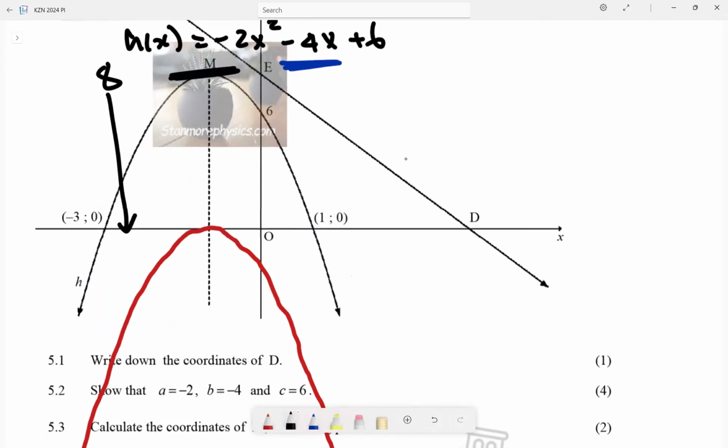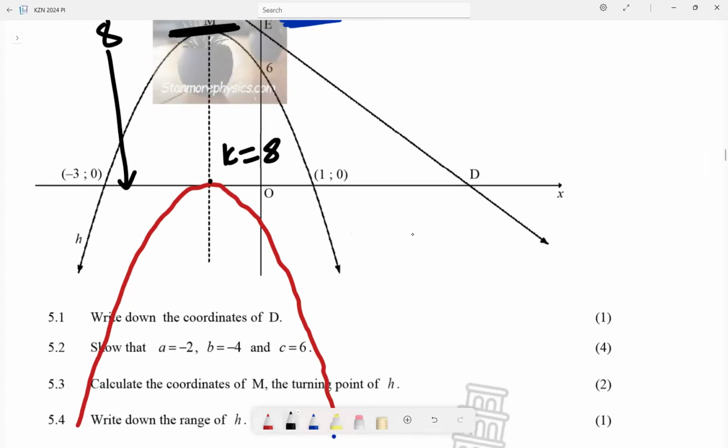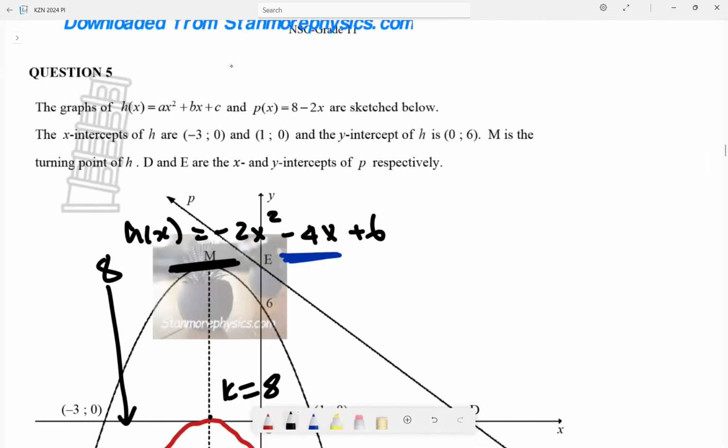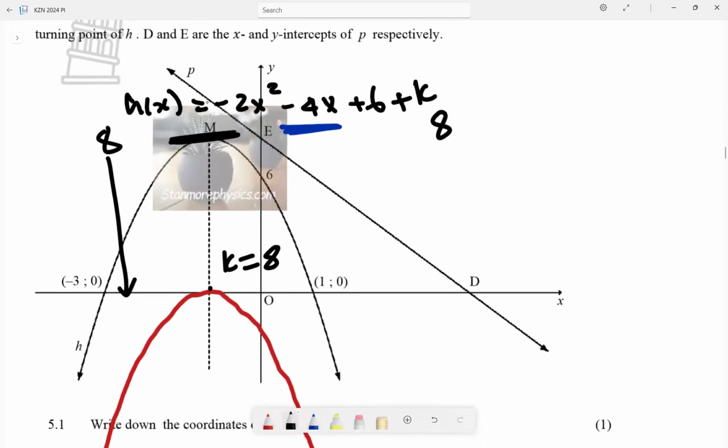Can you see if I shift this graph, if I move this graph downwards like that, it still has a point there. So at this point k is equal to 8. Where is that k? h of x is equal to k. Where is h of x? So plus k here. When I move it 8 units, can you see it reaches this point? But can you see it still has a root?